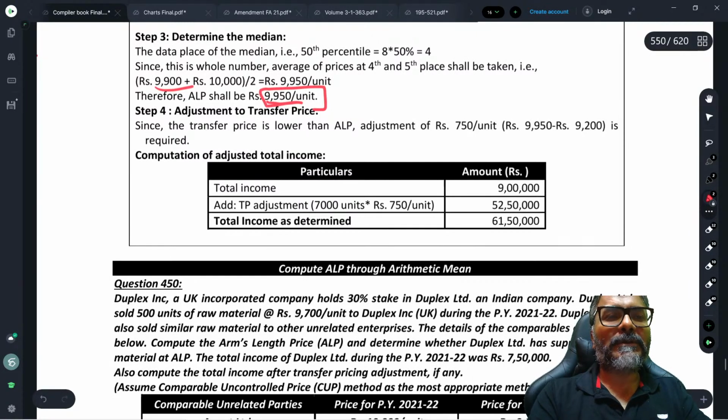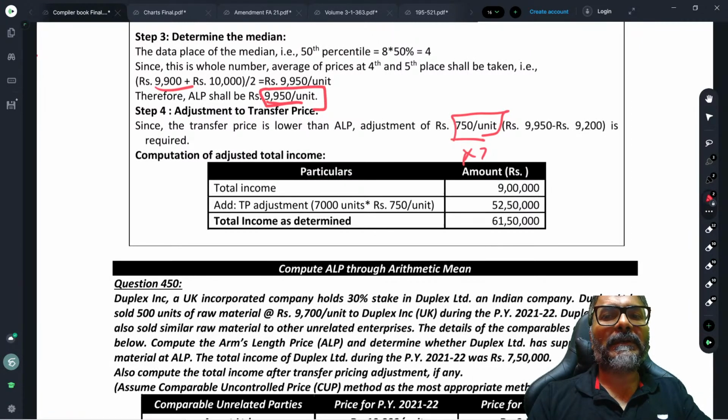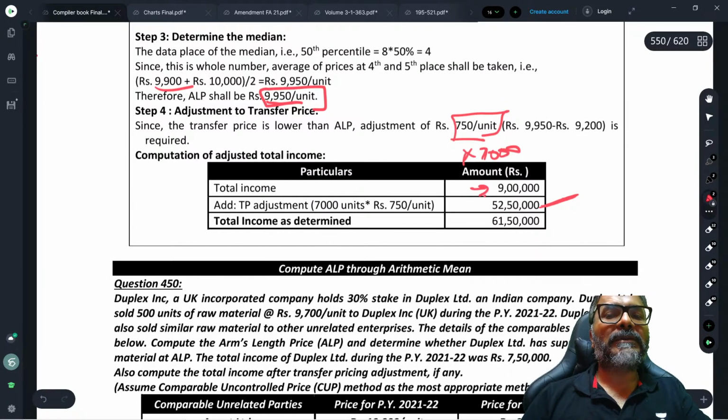How many is the number of units, students? The number of units that you can see is 7,000 units. So 750 per unit into 7,000 units. Therefore, whatever is your total income, which is 9 lakhs, on this 9 lakhs you will add 52,50,000 rupees, being the transfer pricing adjustment. And therefore, after the transfer pricing adjustment, students, you have 61,50,000.